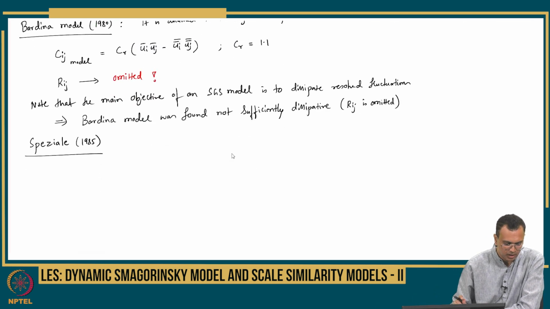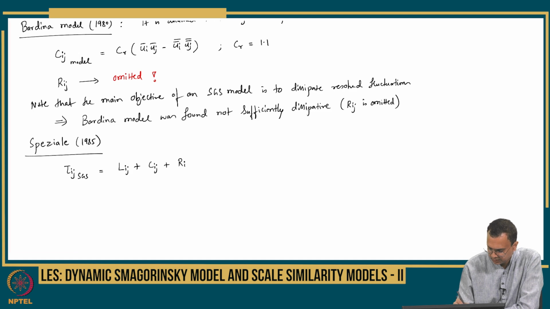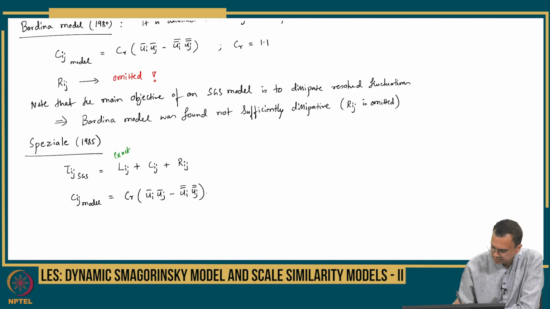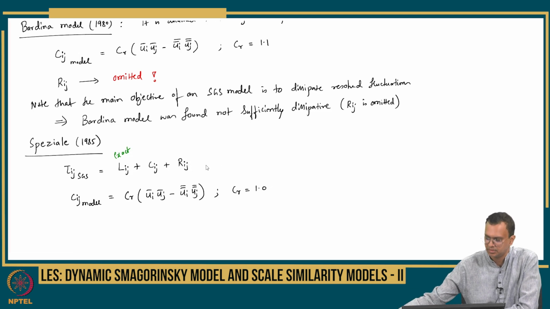So this model takes into account the Rij contribution also. So here the tau ij SGS is now Lij plus Cij plus Rij, right? Lij is exact, so nothing to be done, similar to the Bardina model. Here the Cij model is similar to that, except that the model constant value is changed. Cij is set equal to Cr, Ui filter Uj filter minus the double filtered velocities, but the Cr model constant is 1 instead of 1.1 in the Bardina model, and we will see why this gives an advantage later.